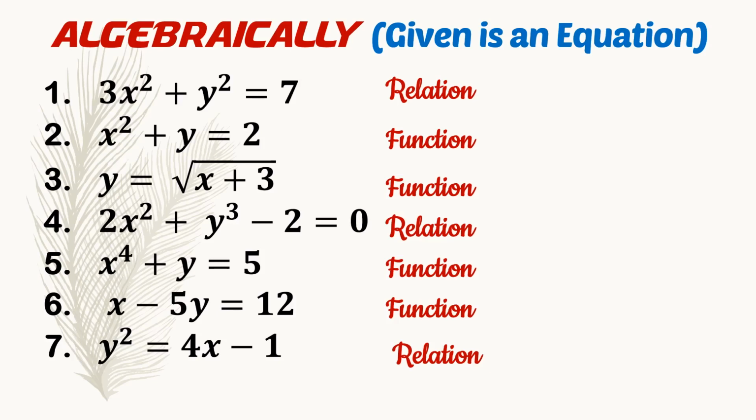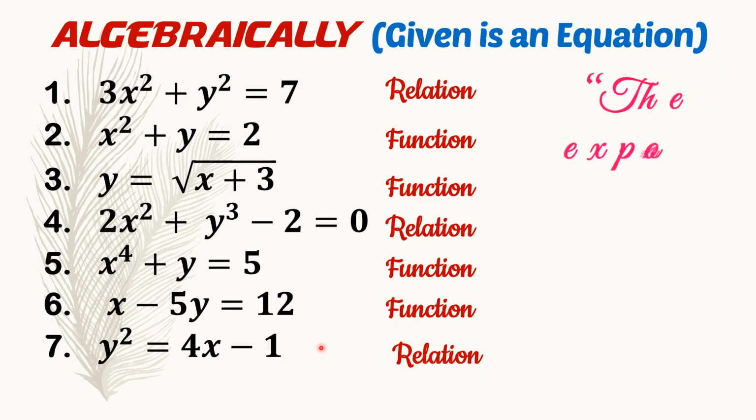observe the exponent of y. Observe the exponents of y in each equation. So you will notice that if the exponent of y is 1, like this one and this one, they are functions. So the exponent is only 1. So this is a function. But if the exponent is greater than 1, for instance here 2, it is just a relation. We have here 3, the exponent is 3, relation. We have here 2 also, so it is also a relation.